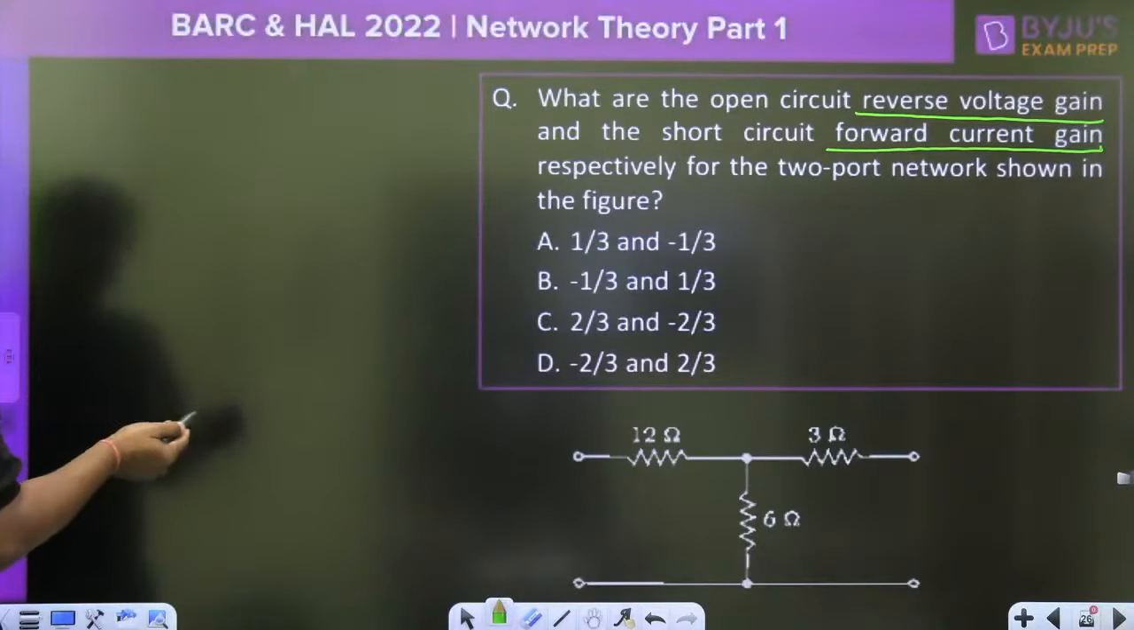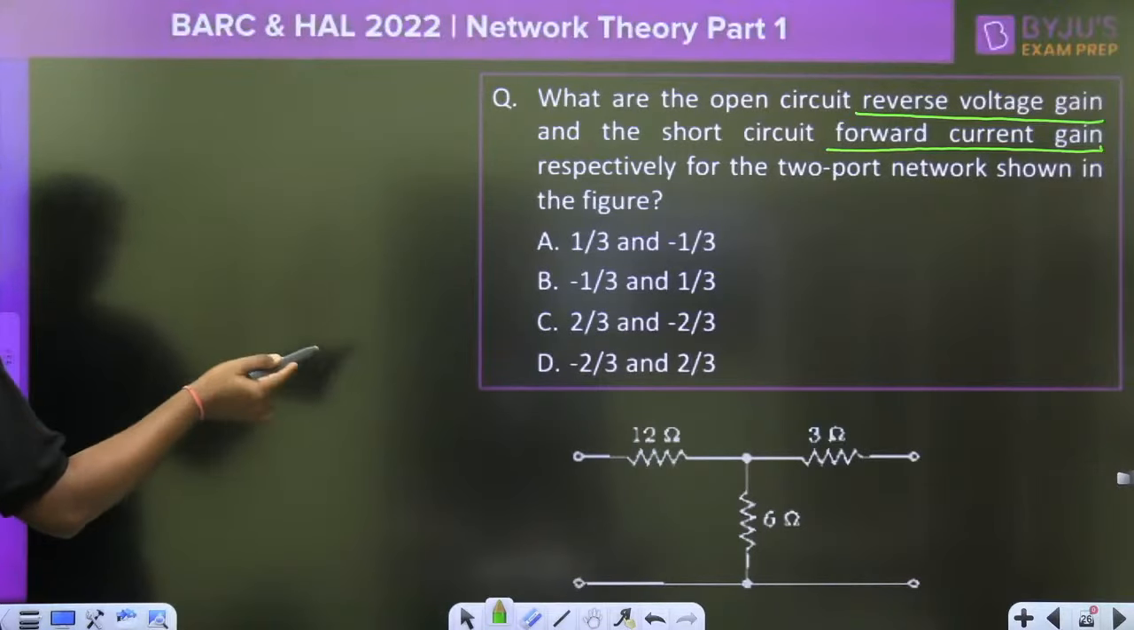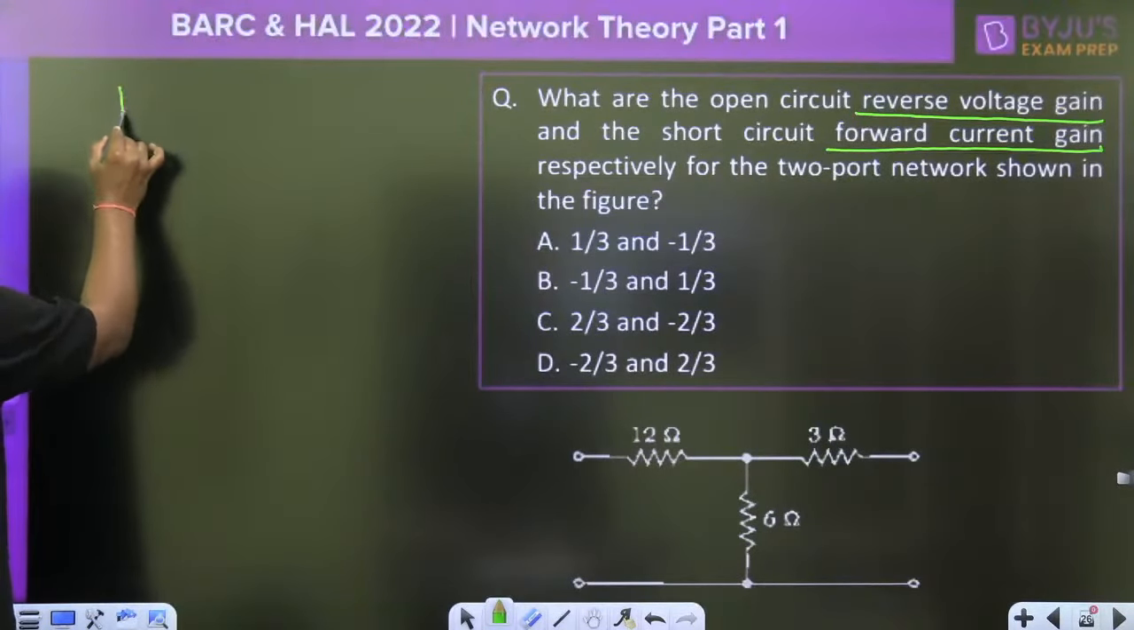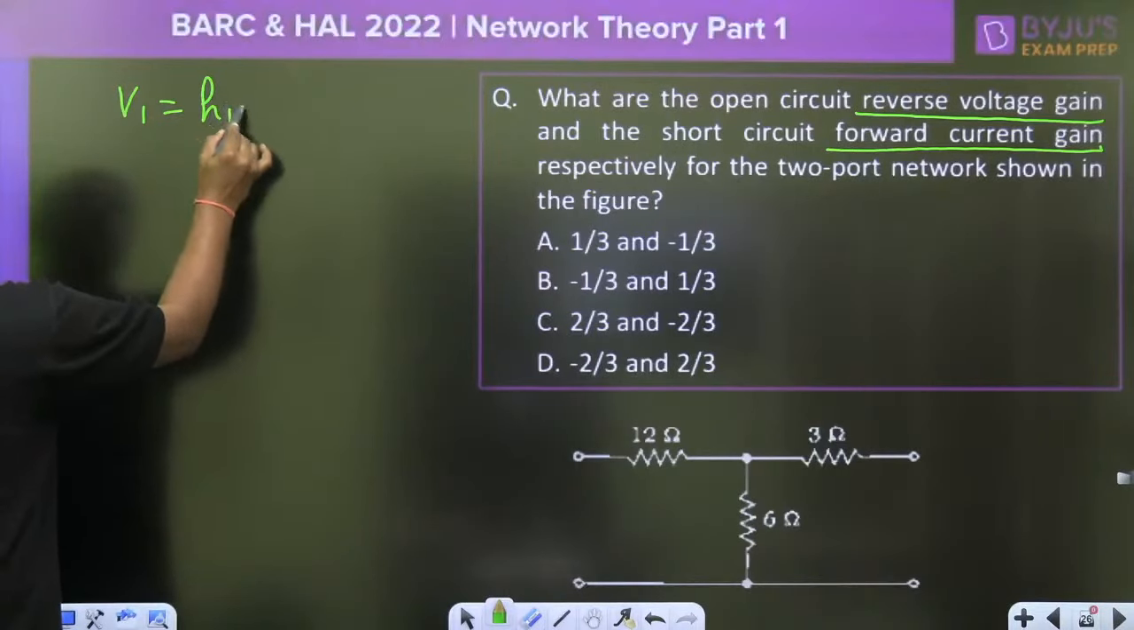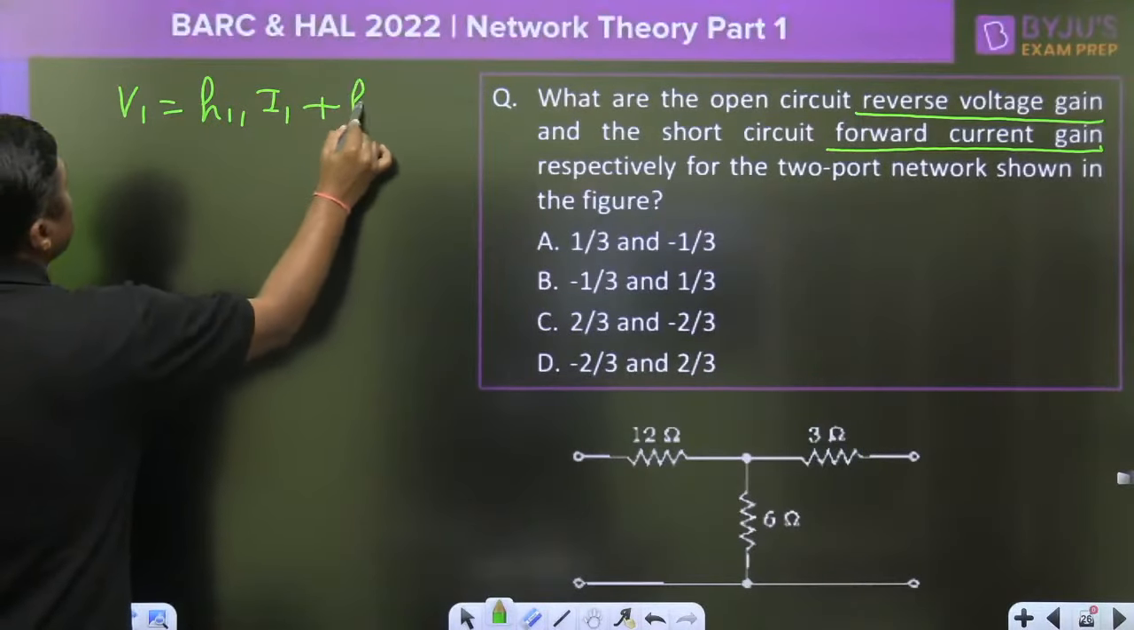In network analysis, we use these words forward current gain and reverse voltage gain related to hybrid parameters. This is a simple T network. And what is the hybrid parameter? V1 is equal to H11 I1 plus H12 V2.